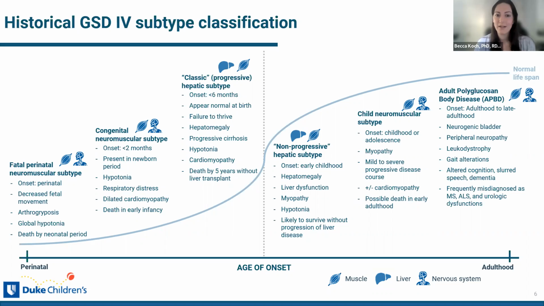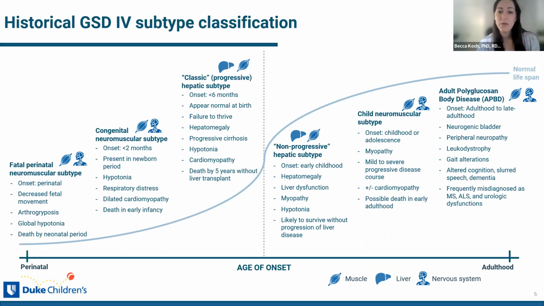And lastly, on the other end of the spectrum, we have adult polyglucosan body disease, also referred to as APBD. This has an onset in adulthood, typically mid to late adulthood. The most common presenting symptoms are neurogenic bladder, peripheral neuropathy, leukodystrophy, gait alterations. There could be altered cognition, slurred speech, or dementia. And it's frequently misdiagnosed, typically as MS, but also as ALS or urologic dysfunctions, given the symptoms.